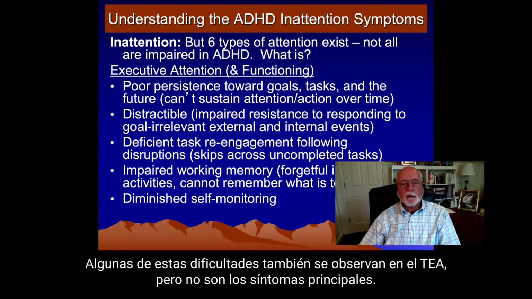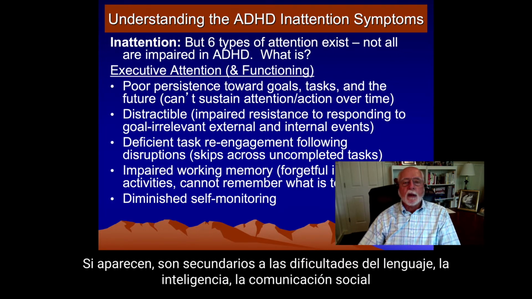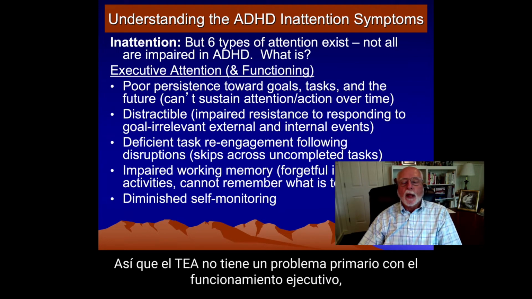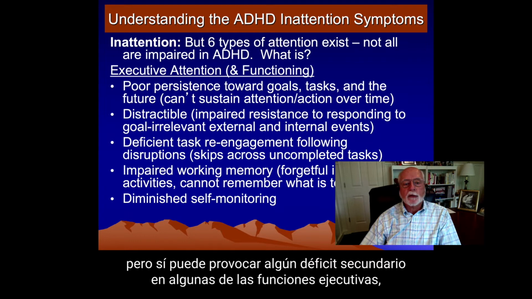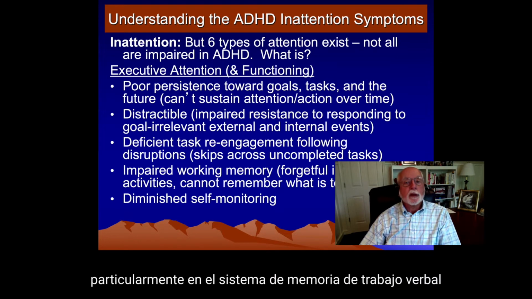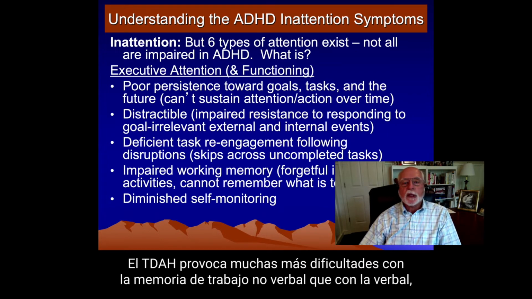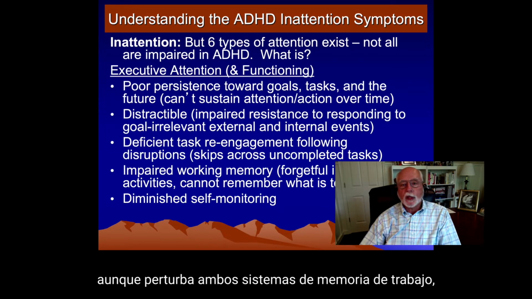Now, some of these difficulties are certainly seen in ASD, but they are not the primary symptoms. Where we see them, they are secondary to the difficulties with language, intelligence, social communication, and with restrictive and repetitive patterns of behavior and activities. So ASD is not a primary problem with executive functioning, but can lead to some secondary deficits in some of these executive functions, particularly the verbal working memory system compared to the nonverbal or visual spatial working memory system. ADHD produces much more difficulties with nonverbal than verbal working memory, although it disrupts both of those working memory systems.